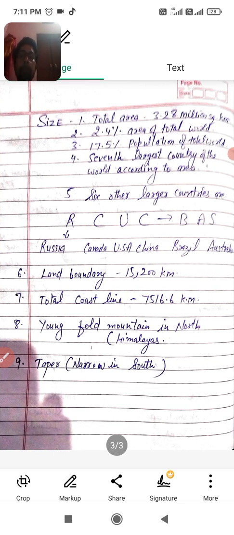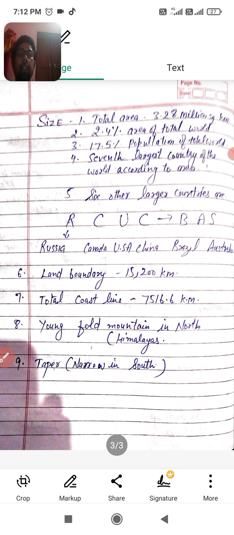And the next one, size of India. There can be a separate question in the exam. So write a note on the size of India. So you can write these 4-5 points. So now the total geographical area of India is 3.28 million square kilometers. And the second point, India occupies 2.4% of the total area of the world. For example, the world is 100%, India is 2.4% of the world.